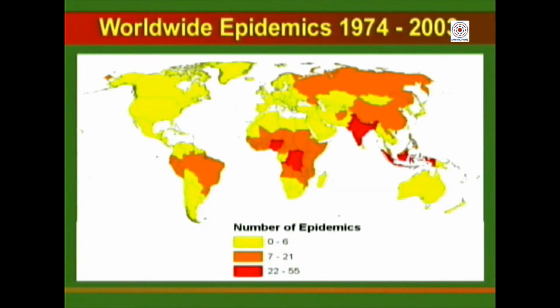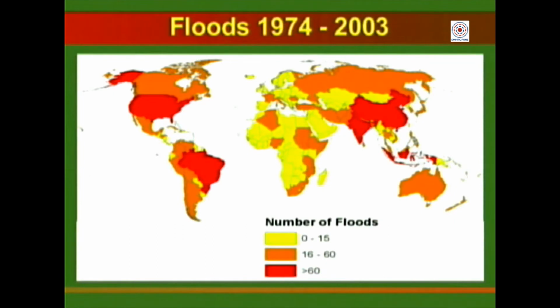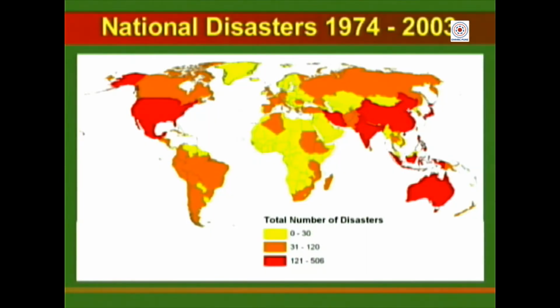Epidemic occurrences in 30 years: we find India once again topping, and many epidemics have been reported in the country. Floods: like earthquakes, India, China, South America and North America have been affected by floods. Here the red color shows more than 60 flood events reported in countries like India, China and South American countries. Total number of natural disaster events by country: here we find India, Australia and China having more than 120 disasters reported in 30 years of time.